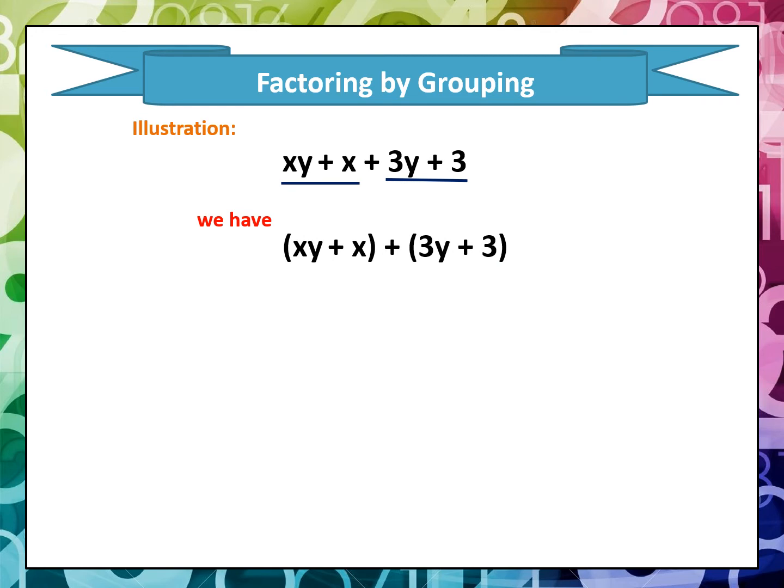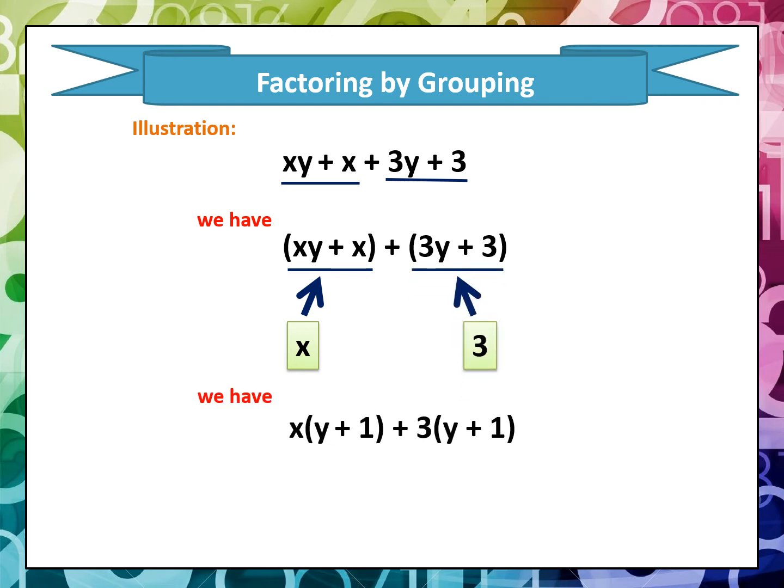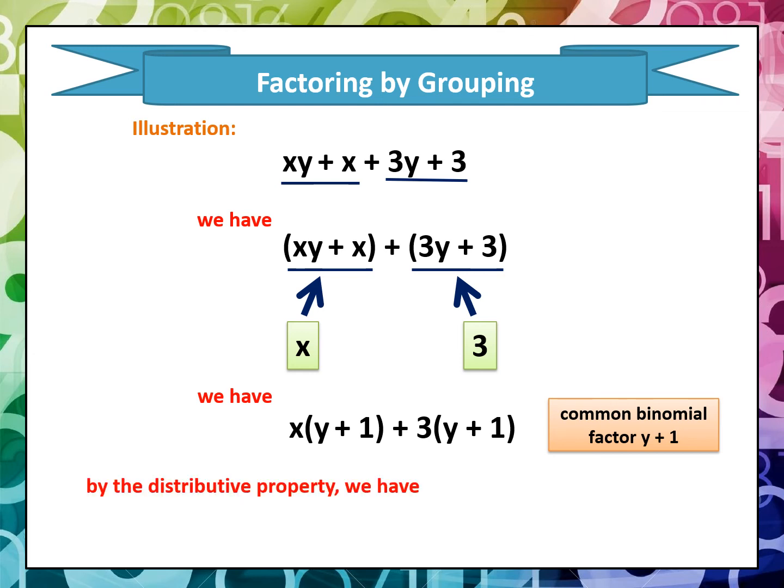From the first group, we factor the common monomial factor x, while in the second group, we factor the common factor 3. We have x times y plus 1, plus 3 times y plus 1. Now, note that there is a common binomial factor, y plus 1, in each term, and by the distributive property, we have y plus 1 times x plus 3.